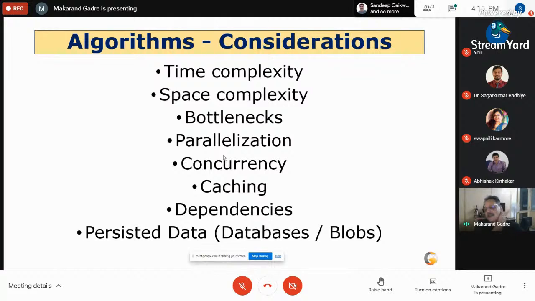So concurrency, caching, dependencies, what do you depend upon? All these things have to be considered before you decide on an algorithm for a particular industry, particular use case. And as soon as you decide the algorithm, you start at step one again. Let me reevaluate it. Can I do better than that? How did it fail in the market? Or maybe it did not fail, but it's not the most optimal way of doing things. Bottlenecks is one, caching is another one.